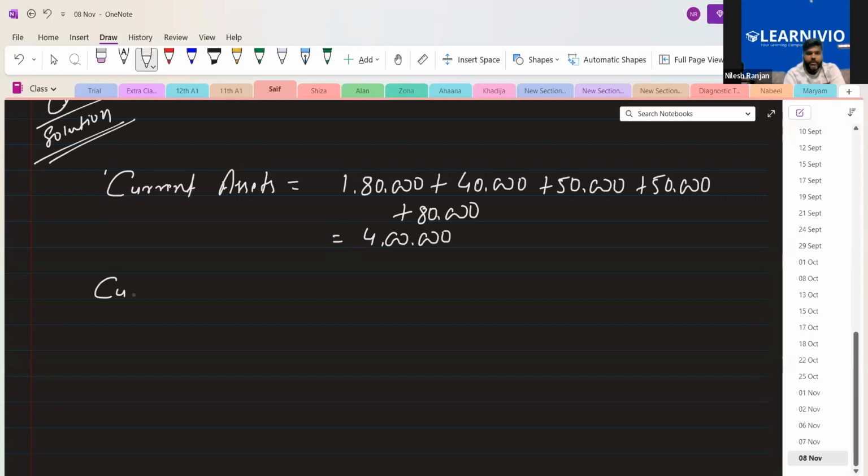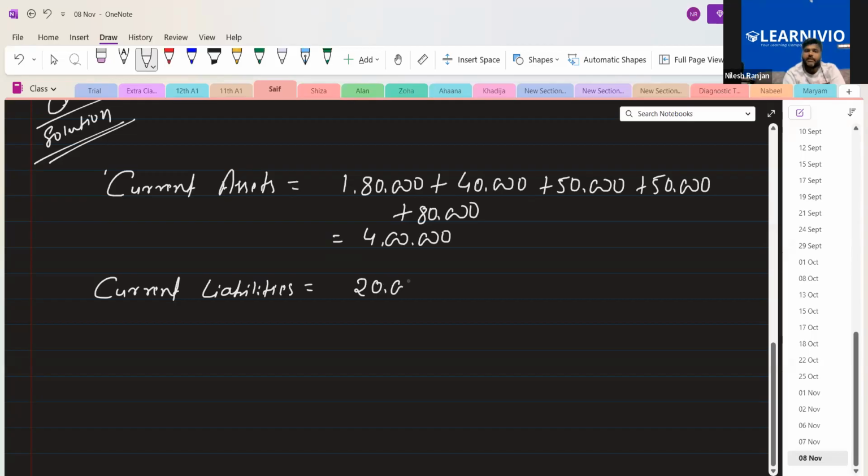Now, after that, we will calculate current liabilities. There are bills payable, creditors and expenses payable. So 20,000 plus 1 lakh plus 80,000. So the total is 2 lakh. Now for current ratio, you always write the formula.